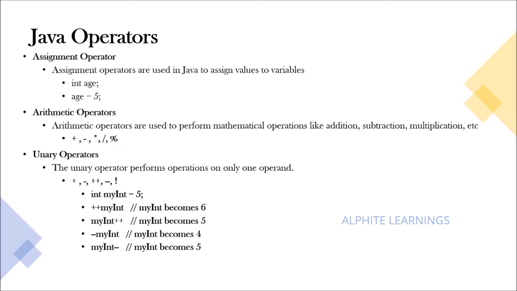Understood? So next you have unary operators. This is something new that we are seeing in Java. Unary operators include unary plus and unary minus, the single plus and minus, that is what I'm telling. And next is plus plus, the increment operator, and this is minus minus.